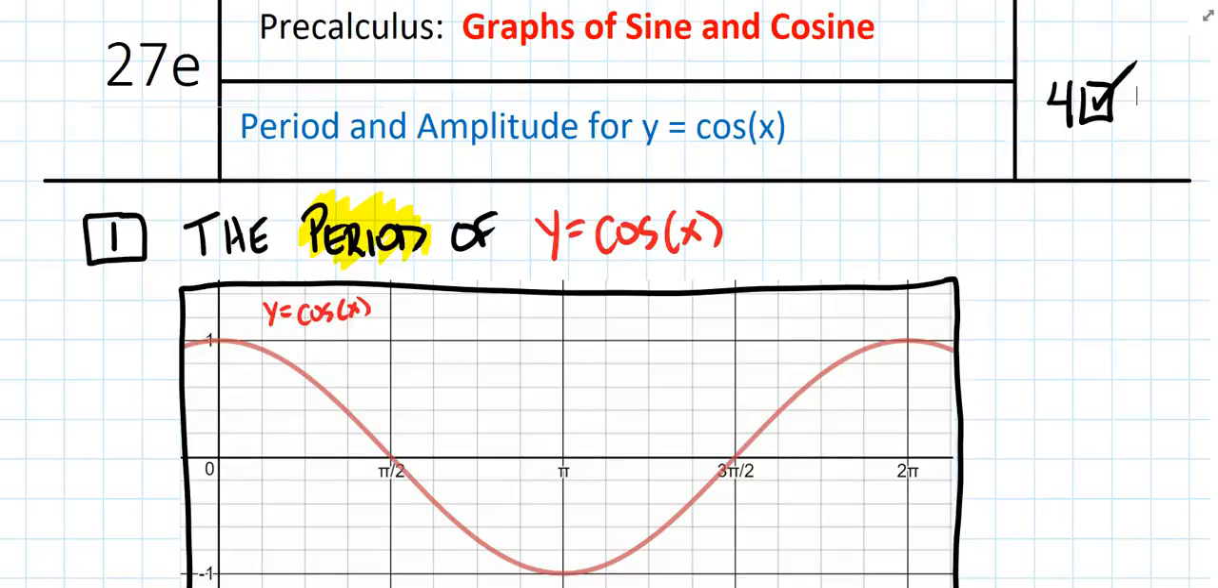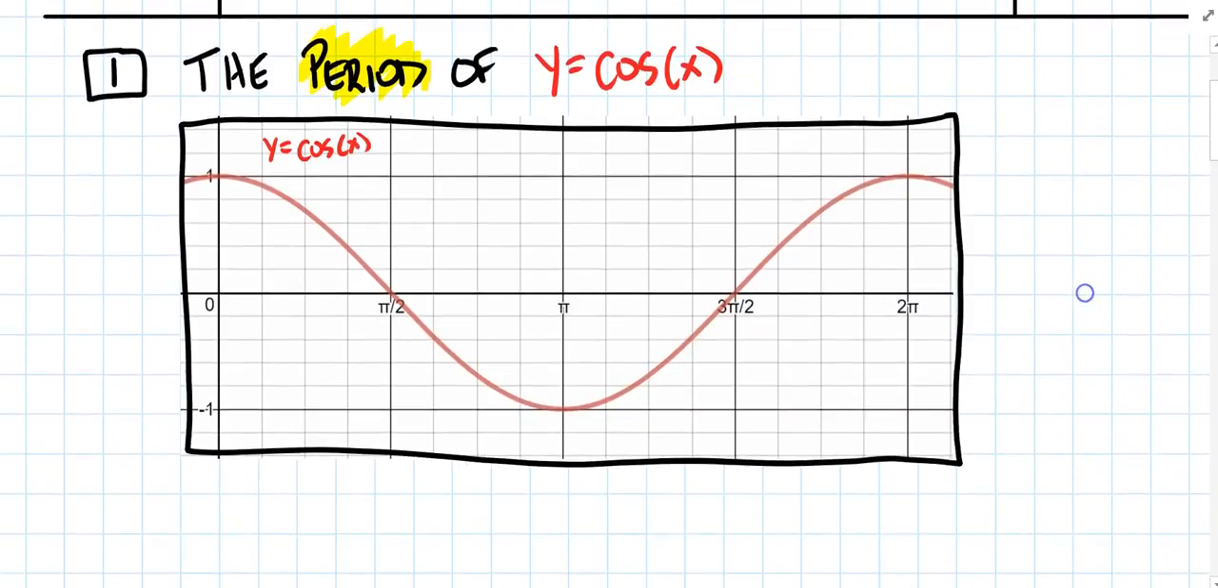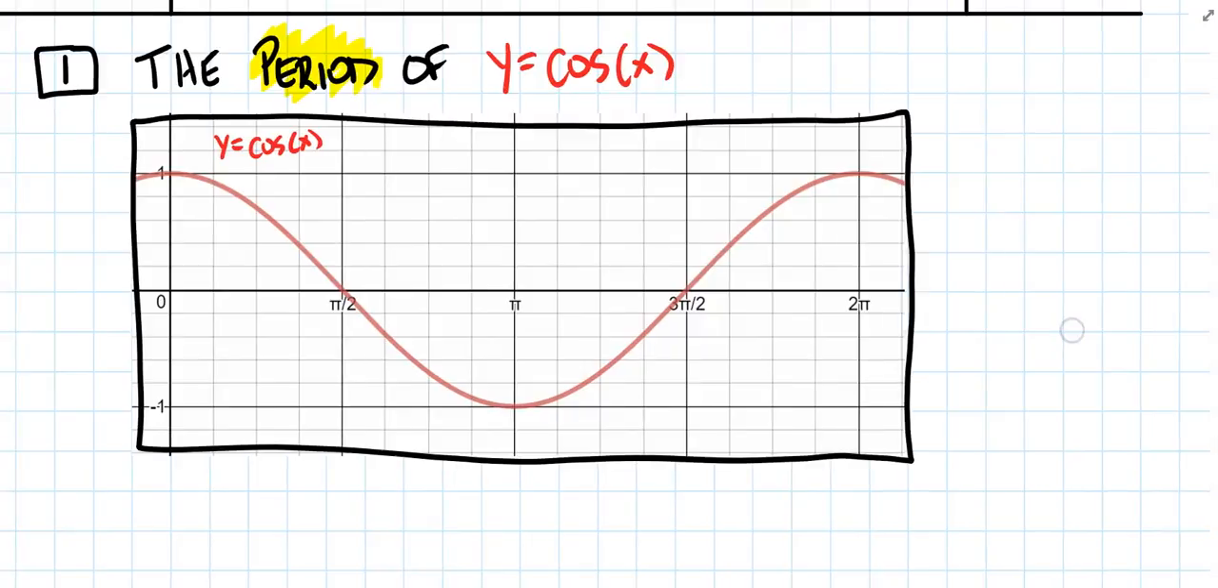Welcome to Precalculus Concepts 27E, underneath graphs of sine and cosine. We are going to talk more in depth about the period and the amplitude for the cosine curve. There's 4 boxes. This is going to look very similar to what we did with our work in the sine, because it just so happens that the period for cosine and sine are the same, which of course is 2 pi. So what does it mean when I'm talking about period?